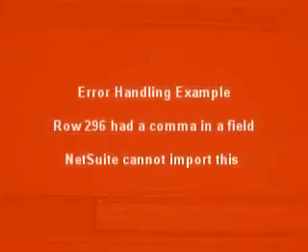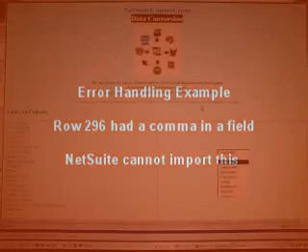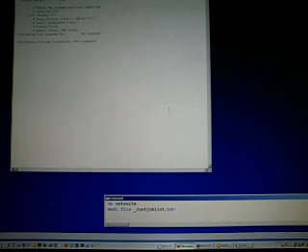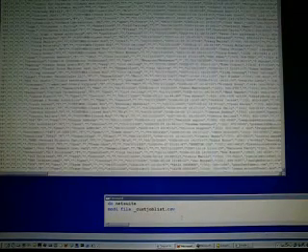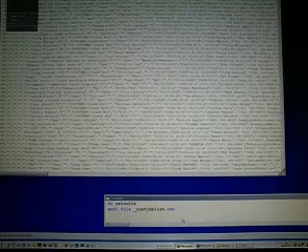It was trying to get to the field mapping page. Notice it says that there's a different number of columns than the header row found in line 296. What that usually is, is the presence of a comma in the file. And so we'll take a look and go to line 296.